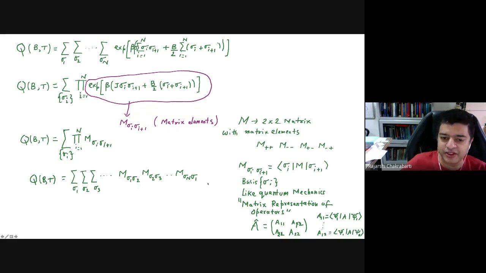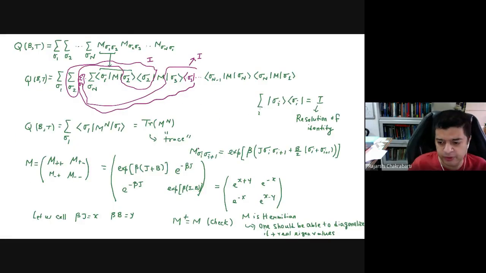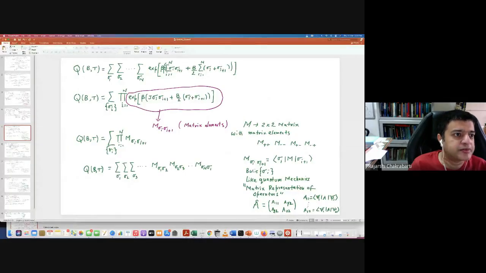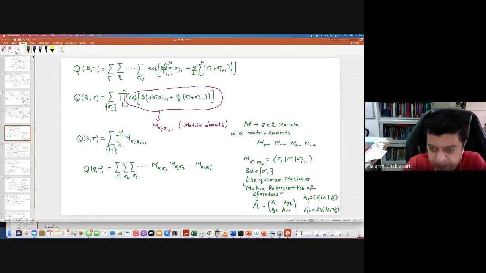Okay, and this matrix has a name. This matrix is called the transfer matrix. Maybe I have not mentioned it here, but I can mention it. This matrix is called the transfer matrix. I hope everybody is following. If anyone is having a problem, tell me.